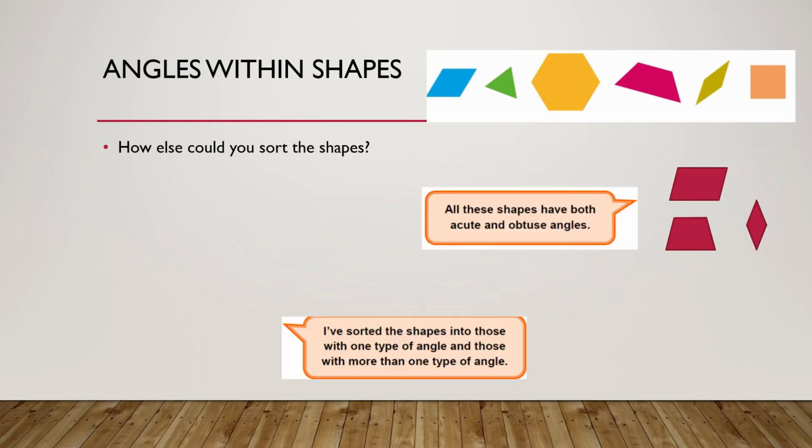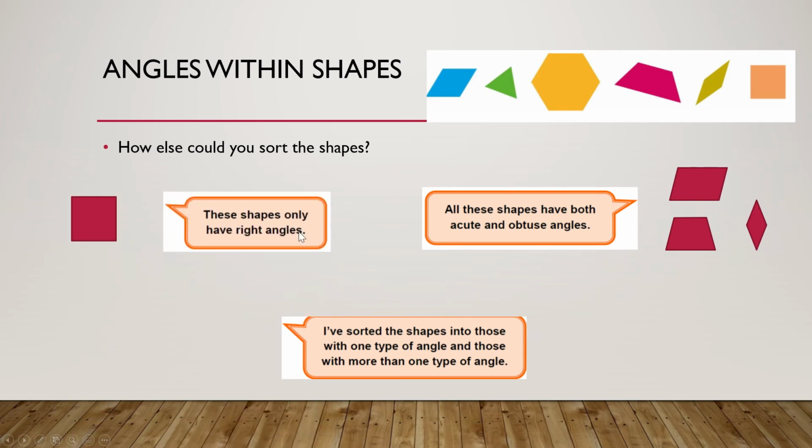What do you think? How else could you sort the shapes? So in this case, you could say all these shapes have both acute and obtuse angles. See here, acute, obtuse, acute, obtuse. Could have this one. This one only has a right angle. Or you could sort them into shapes that have more than one type of angle.